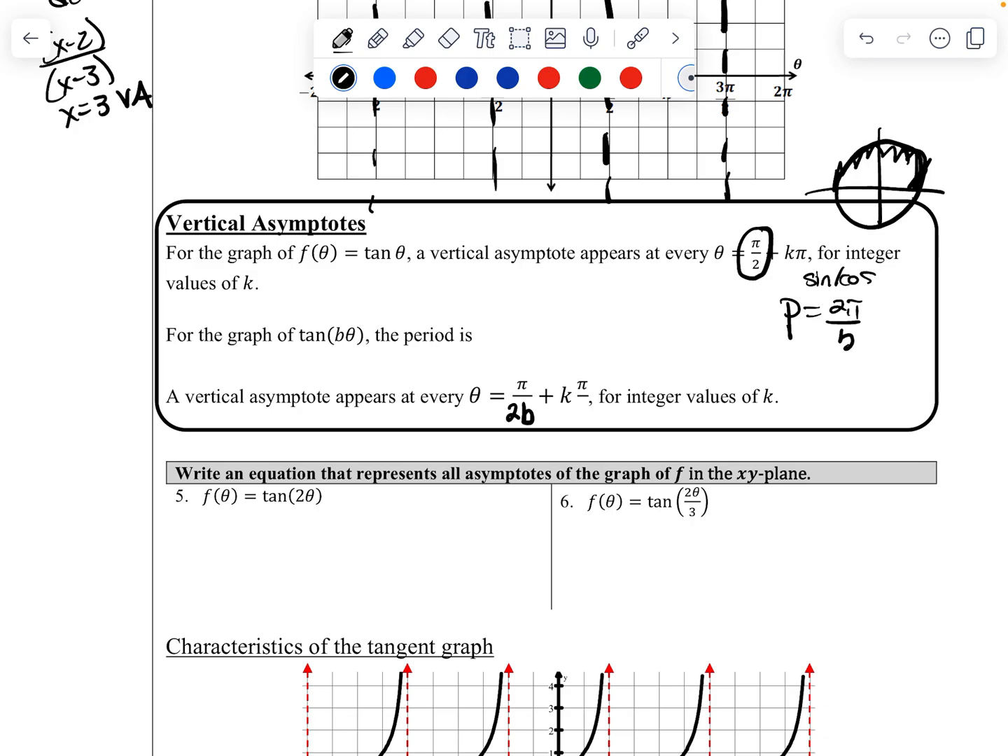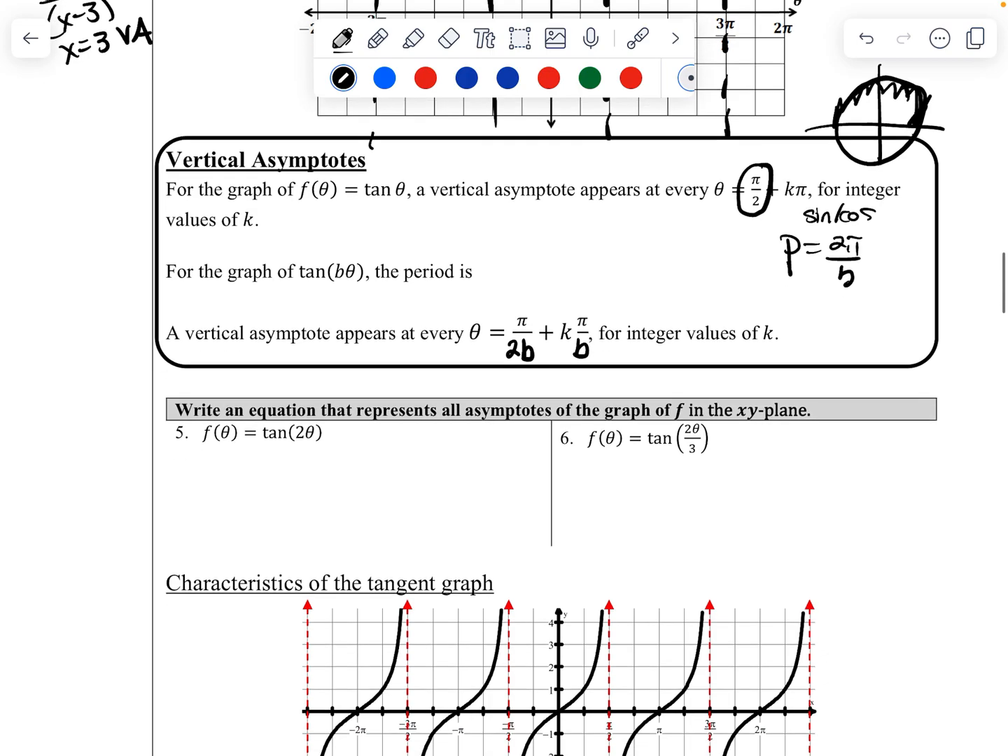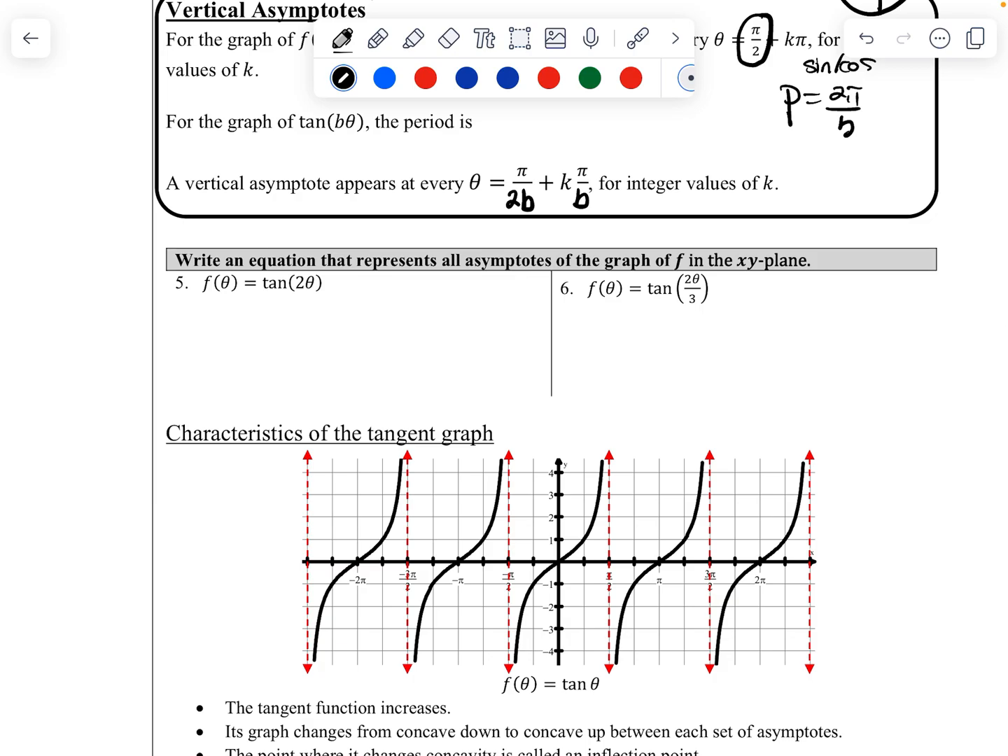And it repeats every pi over b for the integer value. So if we're looking at a couple of these, let's first identify our period. Our period equals pi over b, so that would be pi over 2. And our vertical asymptotes, we can use that formula: pi over 2b plus pi over b, that's our period right there. So we have pi over 2, k. So this is really pi over 4 plus pi over 2k.